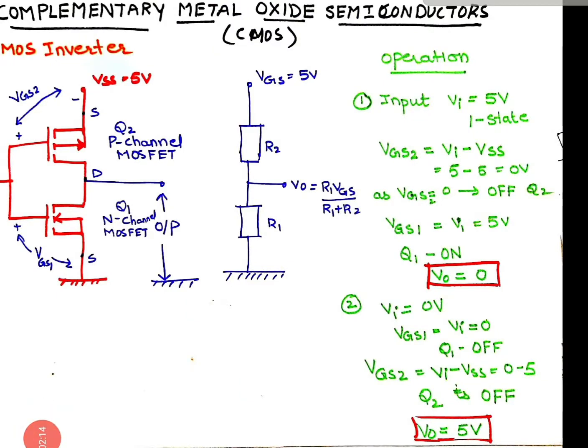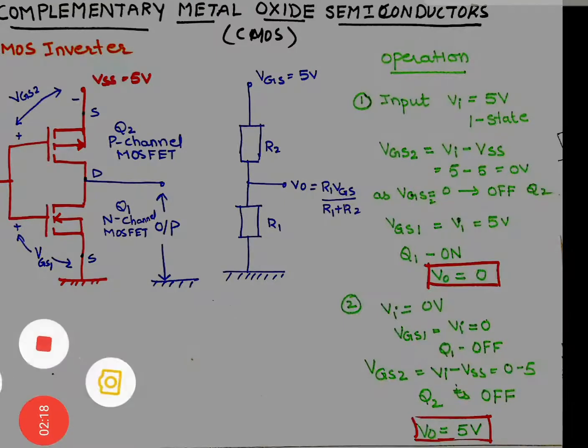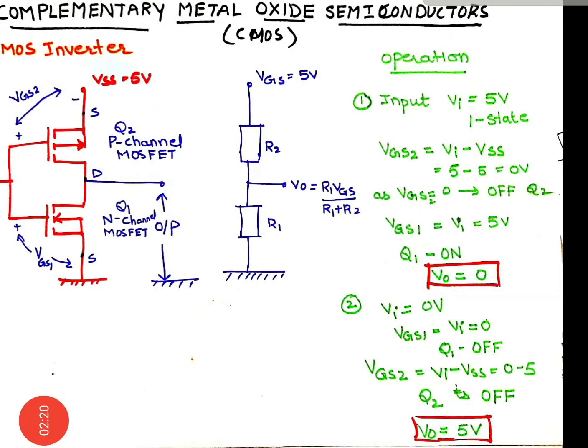CMOS, complementary metal oxide semiconductor. It is a logical circuit established by constructing P channel and N channel enhancement type MOSFETs. If you see the symbol, it is an enhancement MOSFET. Just now I have explained the MOSFET symbols, the P channel and N channel enhancement type MOSFETs, which are constructed on the same substrate as a complementary pair.